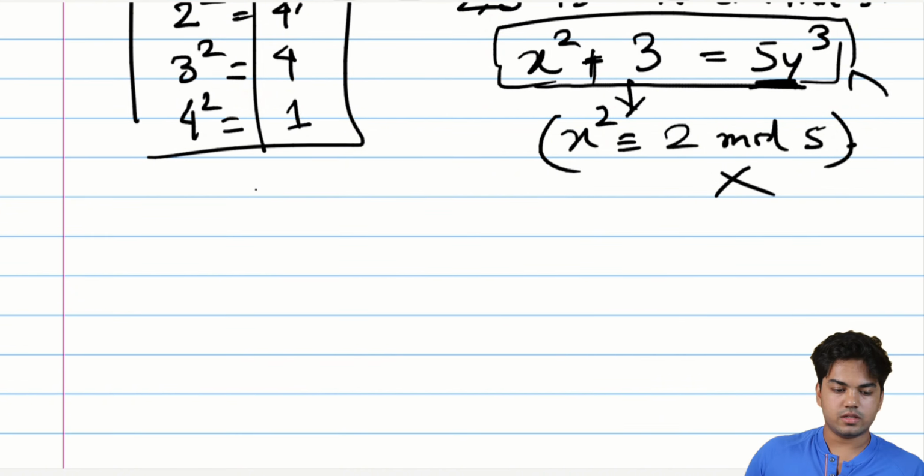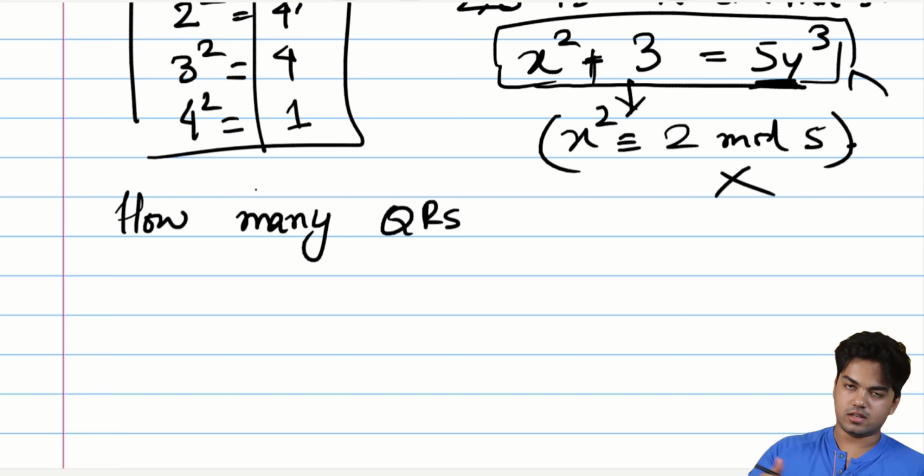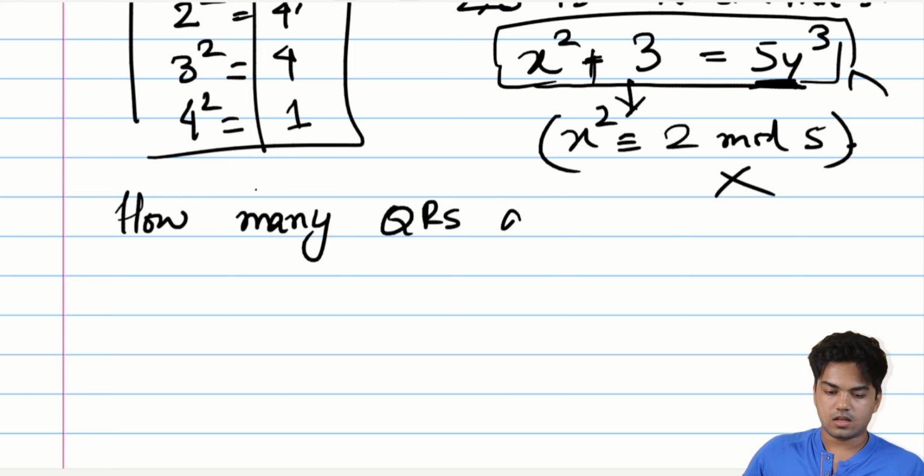You can ask some very basic questions. How many quadratic residues are there mod P? And that will also answer the question of how many non-quadratic residues there are. If something is not a quadratic residue, it's a non-quadratic residue. How many are there mod P?